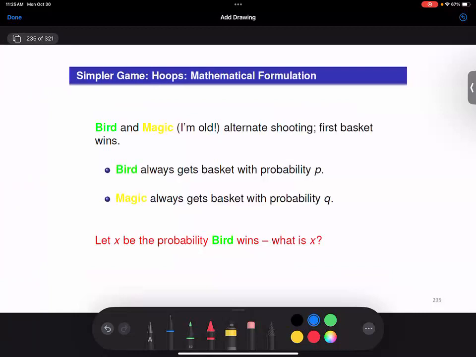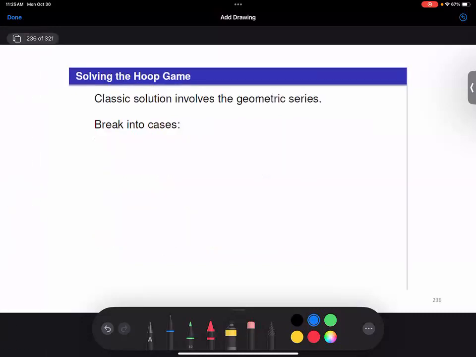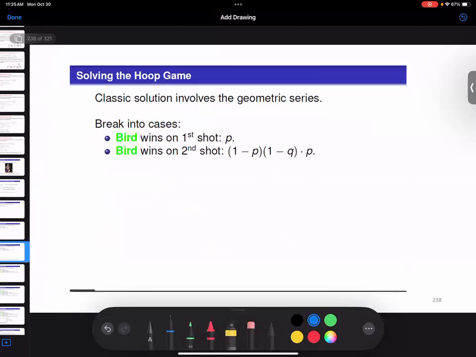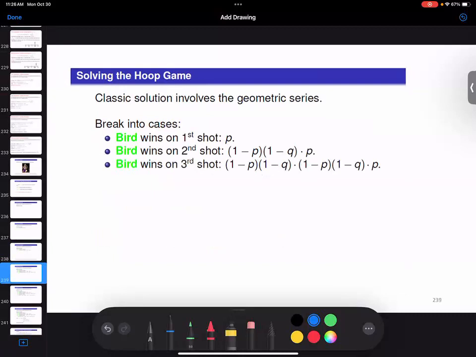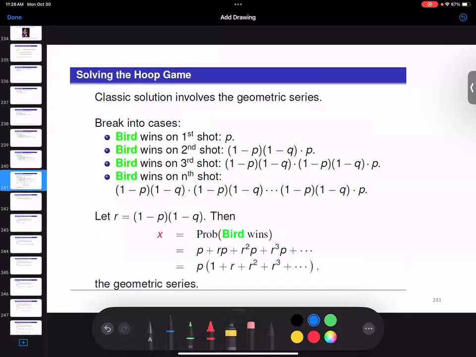Okay. Let's let X be the probability that Bird wins. Can somebody tell me how you could calculate the probability that Bird wins? Yes. I think it's P plus (1 minus P) times (1 minus Q) times P. Okay, good. So you're first saying Bird wins on his first shot with probability P. And then you're saying that he wins on his second shot with probability (1 minus P)(1 minus Q) times P. Okay, good. And so you're just marching down the line like this. We can calculate the probability Bird wins on his nth shot, and then we just add them all together.